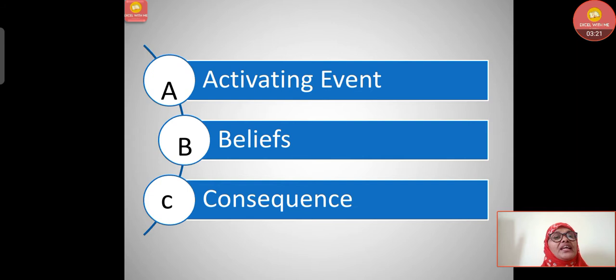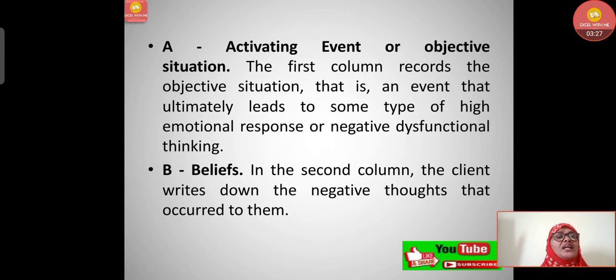A, activating event. B, beliefs. C, consequence. Now let's understand what all these are in detail. A, that is the activating event or objective situation. The first column records the objective situation, that is an event that ultimately leads to some type of high emotional response or negative dysfunctional thinking. That means one event which will lead to a high emotional response or maybe dysfunction of some negative thinking.